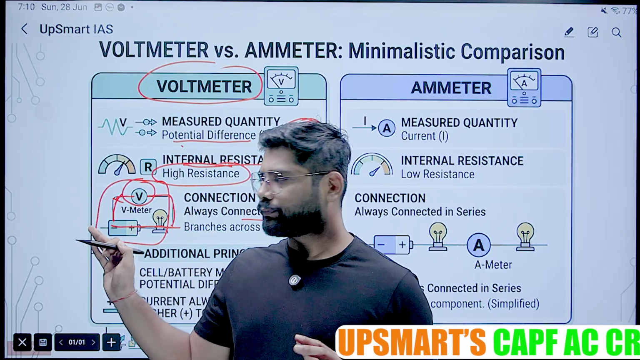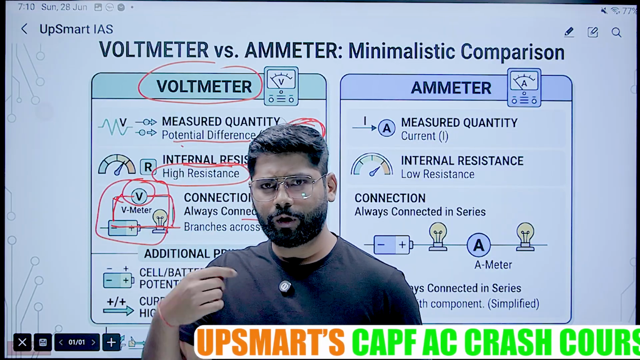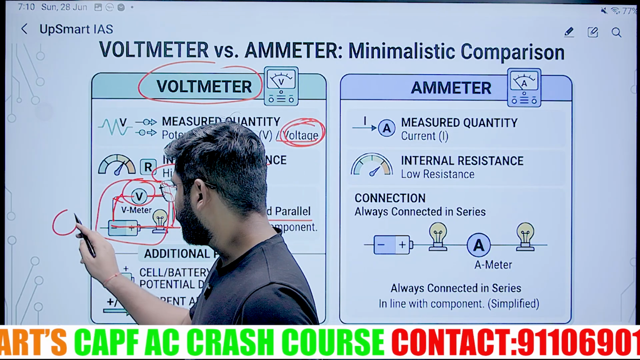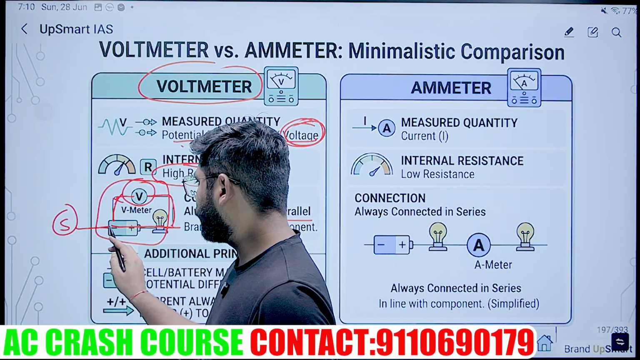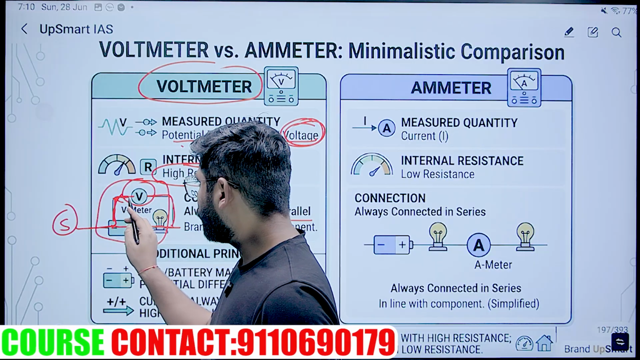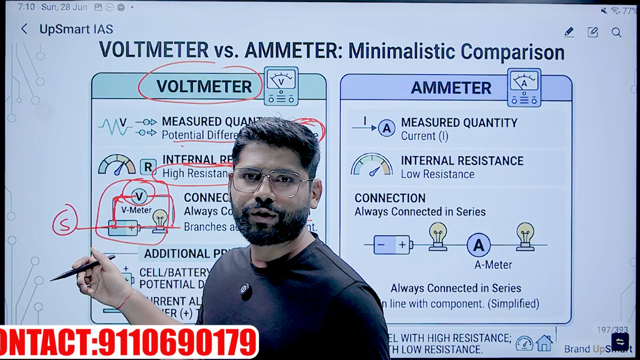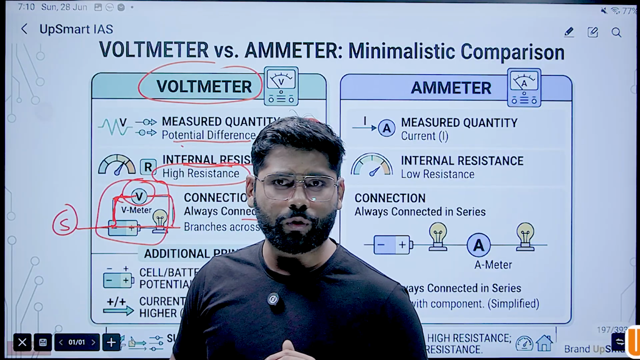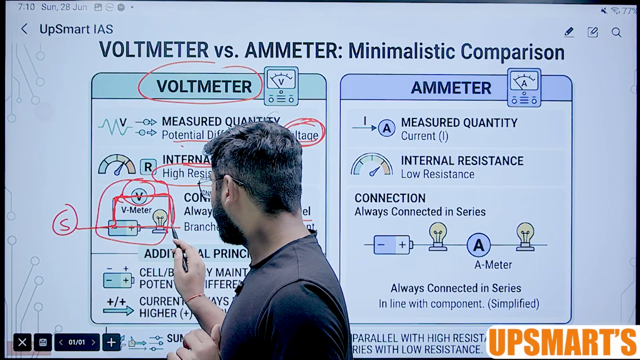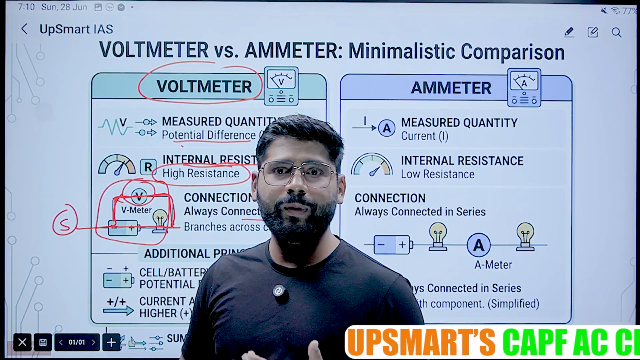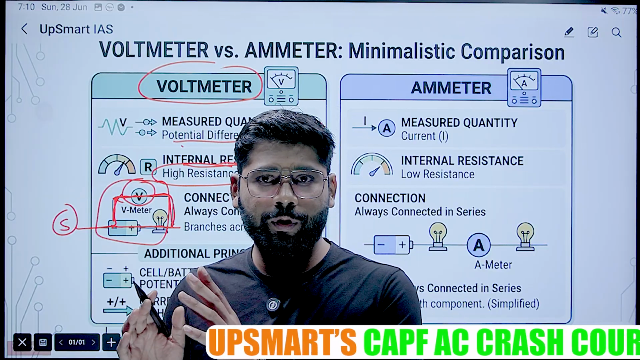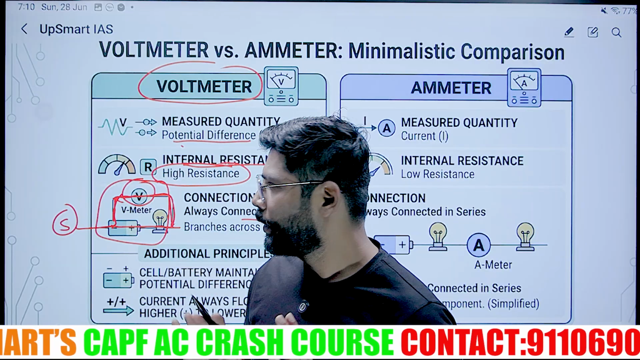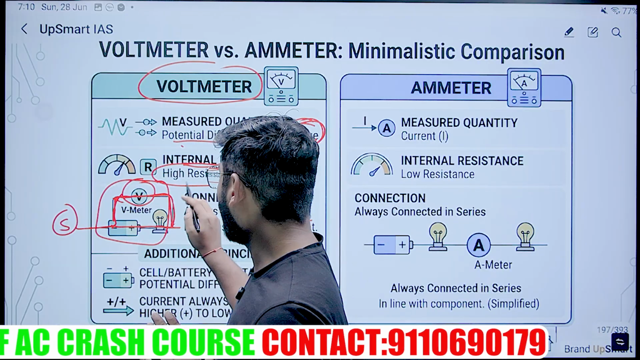Now if the voltmeter had low resistance, what would have happened? Suppose this is the source, and the current is coming from this source. It would have taken this alternative path also, because it is not resisting the current. Low resistance means it is allowing current to flow. So if it allows current to flow, the current would have increased. What is our task here? To just measure the flow. For that we keep it at high resistance here.